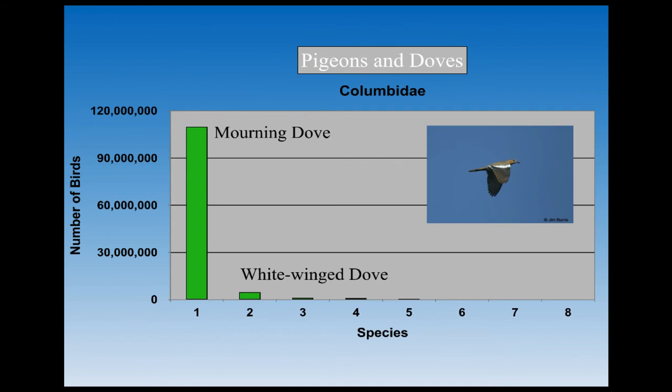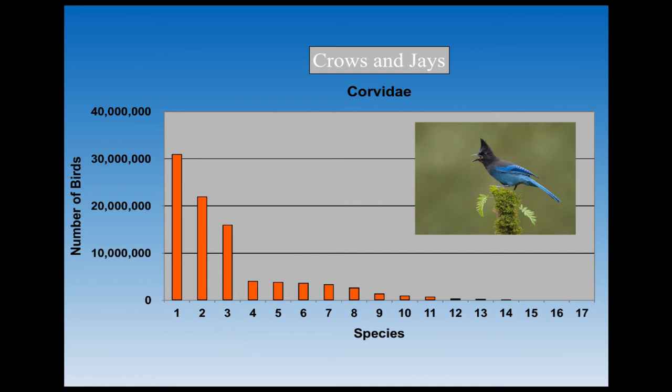Crows and jays. What do you think is number one in this group? Blue jay. Crows, yay. Blue jay is number two. Again, eastern forest birds, not too surprising. So all of our scrub jays and Steller's jays and so on are much less common, gray jays, the rest of them.